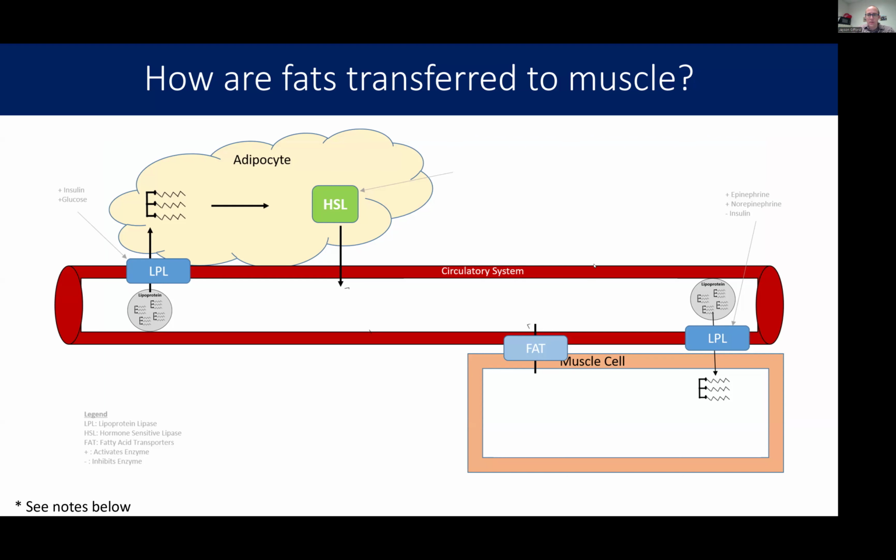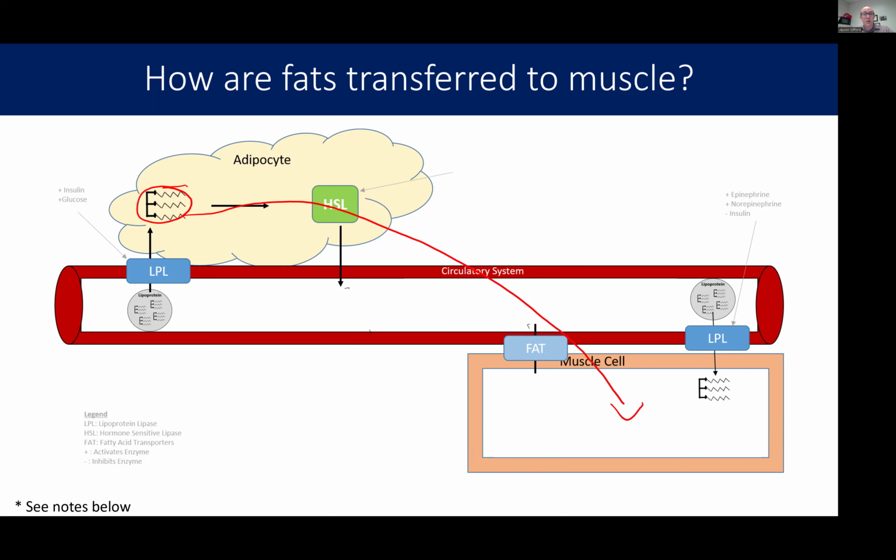Over here in the bottom right, we have a muscle cell that wants to utilize fatty acids for energy. And up in the top left, we have adipocytes, where we store fatty acids for use later. The challenge that we're going to have is getting the triglycerides that are stored in the adipocytes down to the skeletal muscle to be utilized.